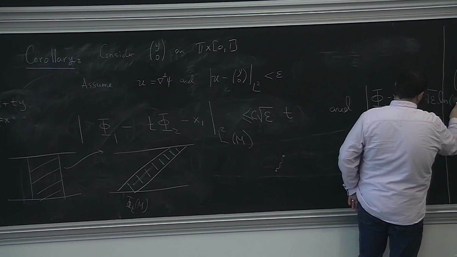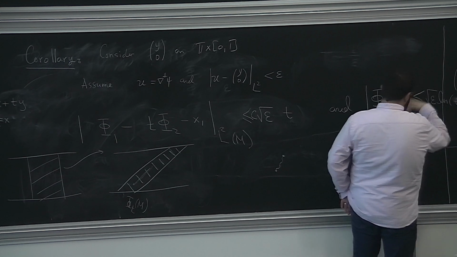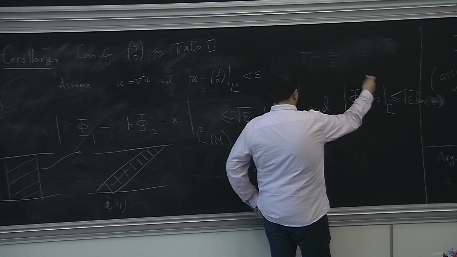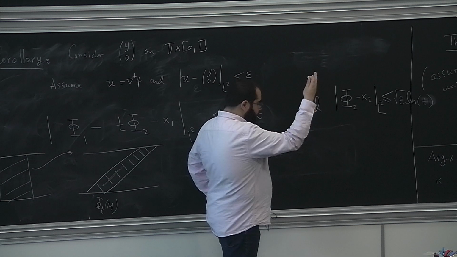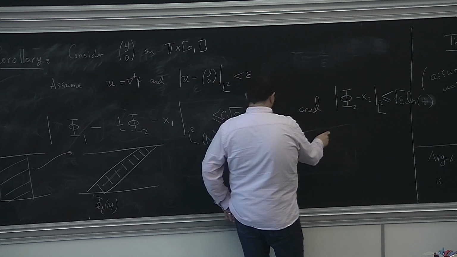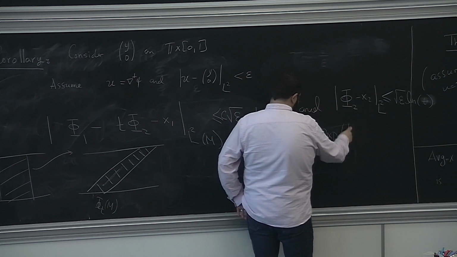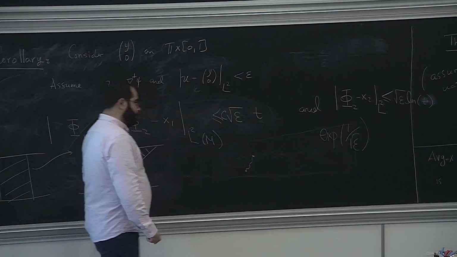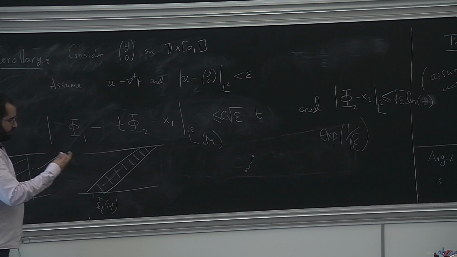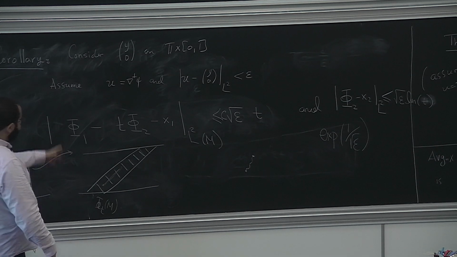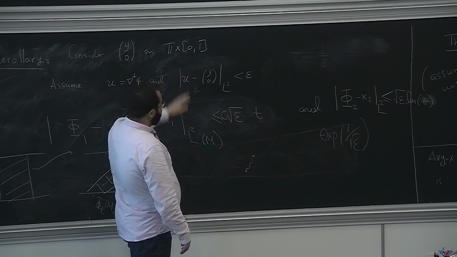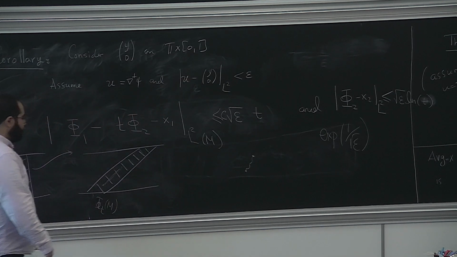Okay, so let's do t, and this is for t large. The time it takes to diffuse on average is like exponential of 1 over square root of epsilon. The point is that this is true even for non-autonomous U.